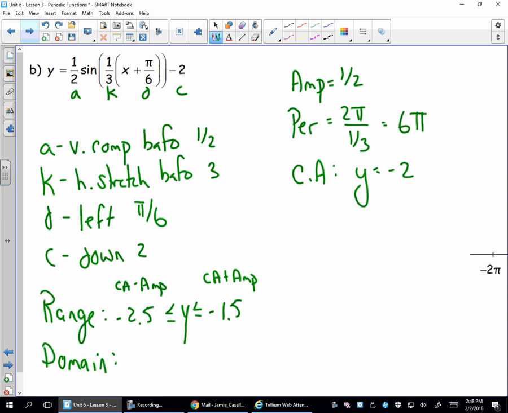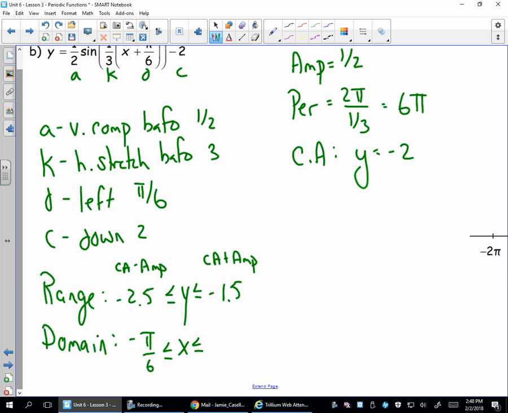Okay, domain, we're starting at, we move to the left, pi over 6. So left pi over 6, up to, I got to take my pi over 6 and I have to add the period. So -pi over 6 plus 6 pi. Okay, fractions, so -pi over 6 plus 36 pi over 6 will give me 35 pi over 6.